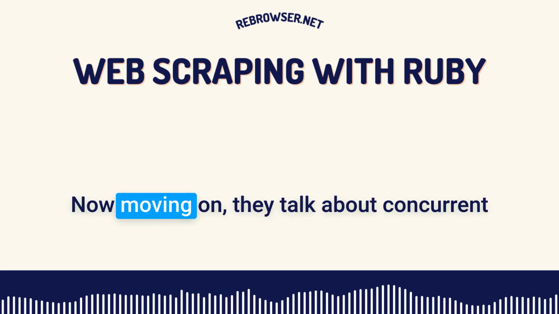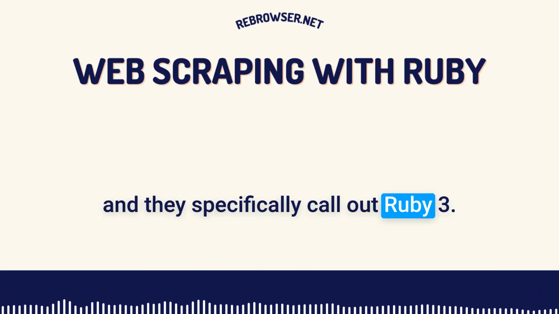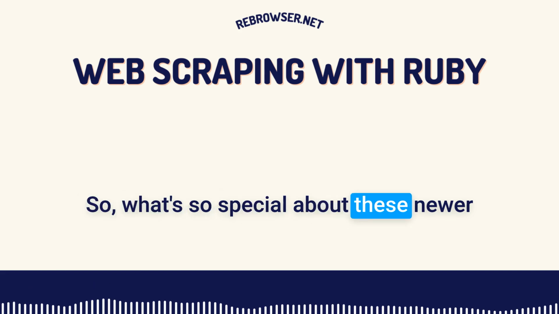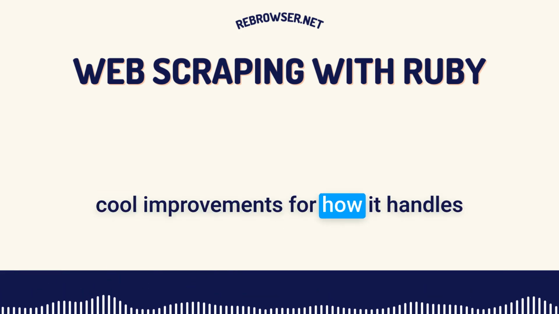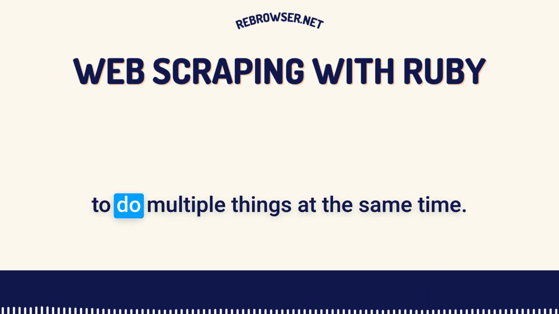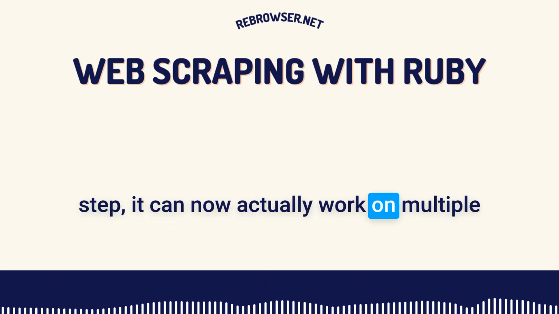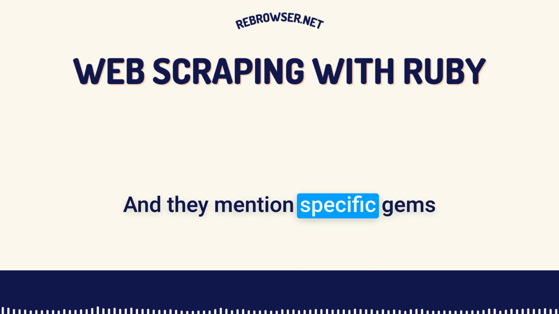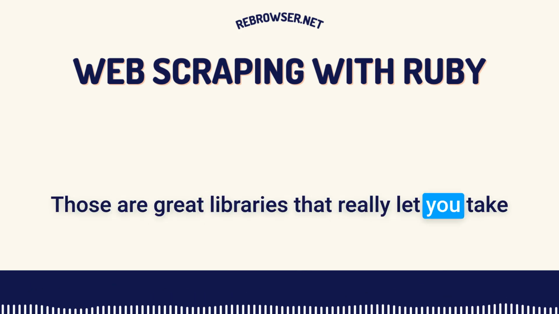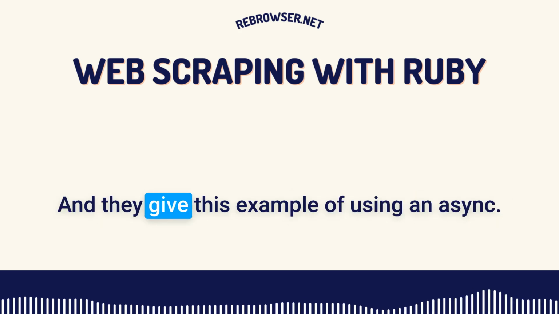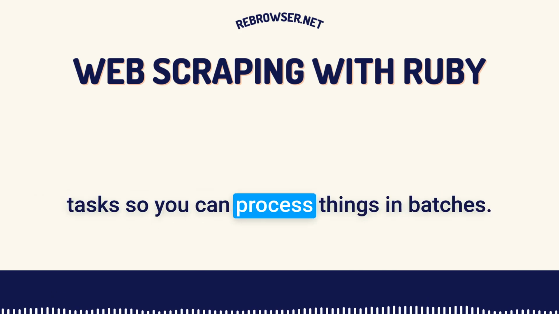Exactly. Okay, cool. Now moving on, they talk about concurrent scraping with modern Ruby features, and they specifically call out Ruby 3.x. So what's so special about these newer versions of Ruby when it comes to scraping? Well, Ruby 3 brought in some really cool improvements for how it handles concurrency, which is basically being able to do multiple things at the same time. So instead of your code just going step by step, it can now actually work on multiple parts of the problem simultaneously. And they mentioned specific gems like async and async-http, right? Right, those are great libraries that really let you take advantage of those new concurrency features. And they give this example of using an Async::Barrier, which is like a way to synchronize multiple tasks so you can process things in batches.